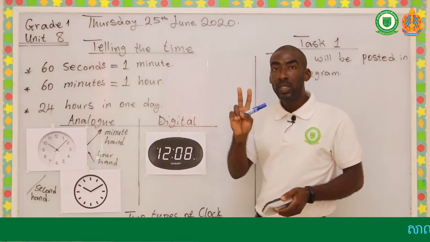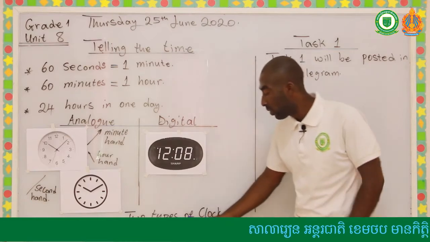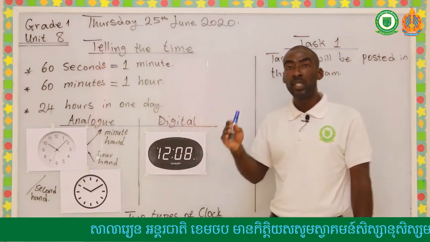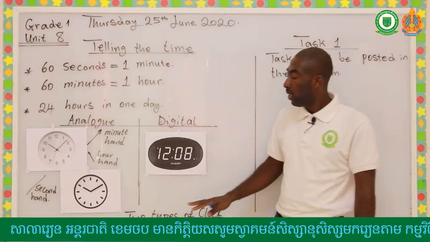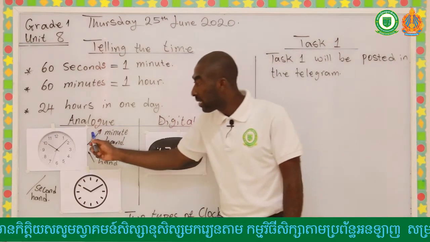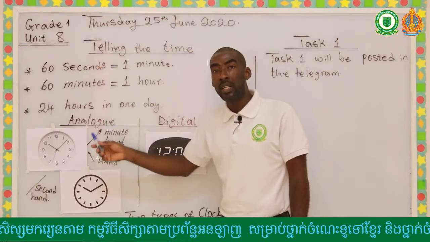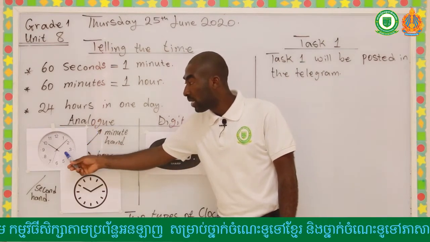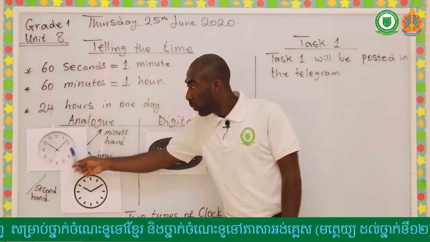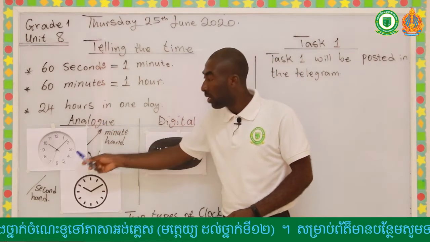But there are two types of clocks that we have. We watch time from a clock, and we have two types of a clock. The first type that we have is the analog. So the analog is this one. These pictures that you see here are a picture of an analog clock.